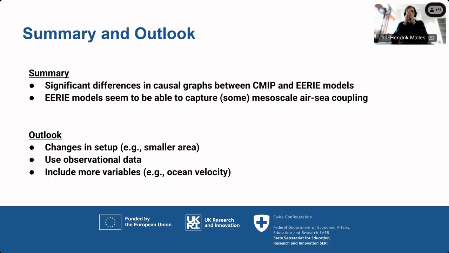Then also an idea would be to use observational data, although I'm not aware whether there's a very good observational data set for these atmosphere ocean heat fluxes. The problem is that with ERA5 you're a bit restricted because it doesn't have these variables like rain or clouds, which might also be interesting. So you would need to go to some atmospheric analysis and stitch that together.